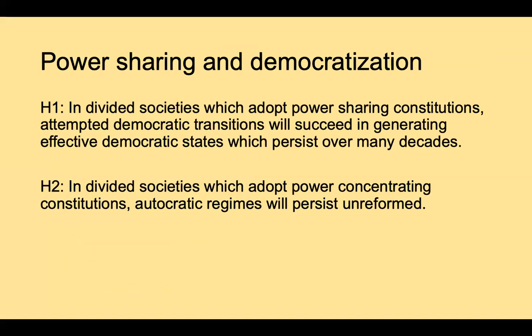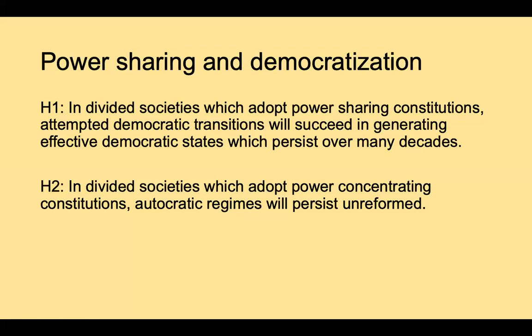So, if it is true that power sharing causes democratization, it should be the case that in divided societies which adopt power sharing constitutions, attempted democratic transitions will succeed in generating effective democratic states that persist over many decades. Put more simply, in divided societies that adopt power sharing, democratic transitions will succeed. The second hypothesis, the other half of the coin, is that in divided societies that do not adopt power sharing, autocratic regimes will persist unreformed.